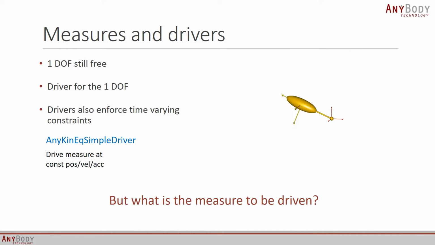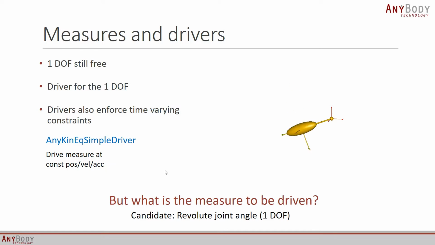So we've spoken about the driver and we've spoken about its capabilities of producing motion. But in the case of our one segment model, what is the measure that needs to be driven? Now, we mentioned that there is one degree of freedom that can be driven. And so a potential candidate for this measure is the joint angle of the revolute joint, because this exactly constitutes one degree of freedom.